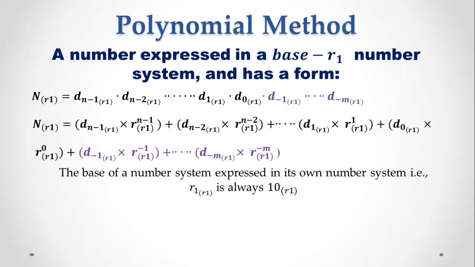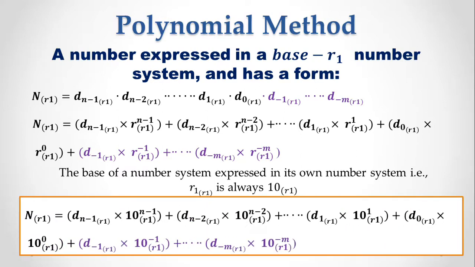The above equation can be rewritten. The base of a number expressed in its own number system, that is R1 to the base R1, is always 10 to the base R1. And the above equation can be rewritten as the following equation. Just remember this equation because it will be helpful for the number conversion.